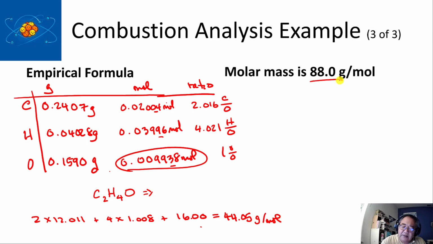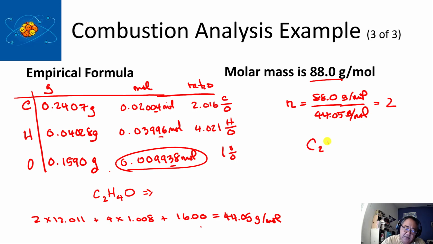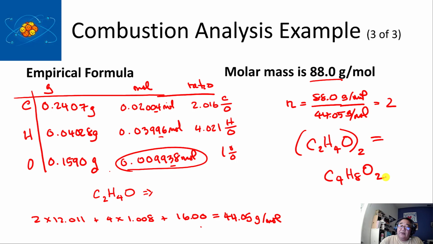So now compare that to this, right? The end value for this formula comes out to be 88.0 divided by 44.05. This is in atomic mass units or grams per mole. It's the same number. That comes out to be 2. So that means I take C2H4O and multiply the whole thing by 2. And that'll give me C4H8O2. Okay? So that's your molecular formula.